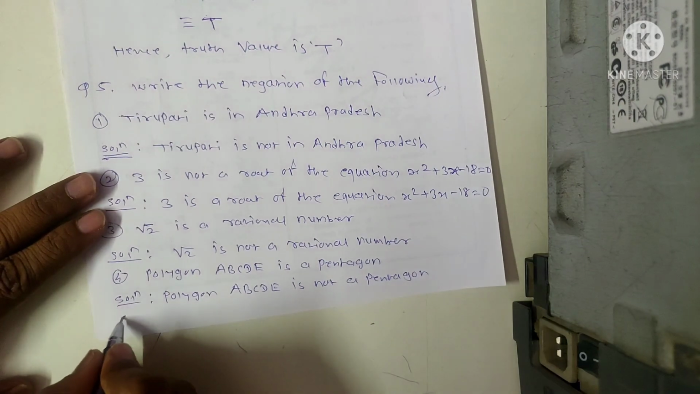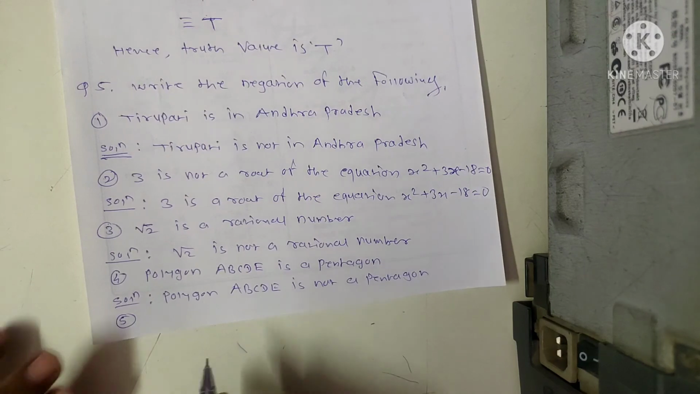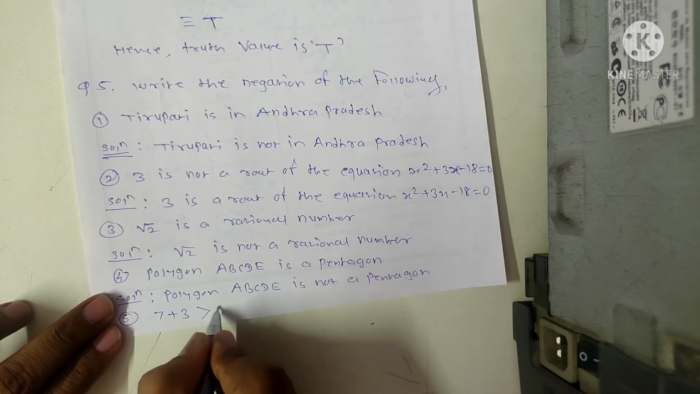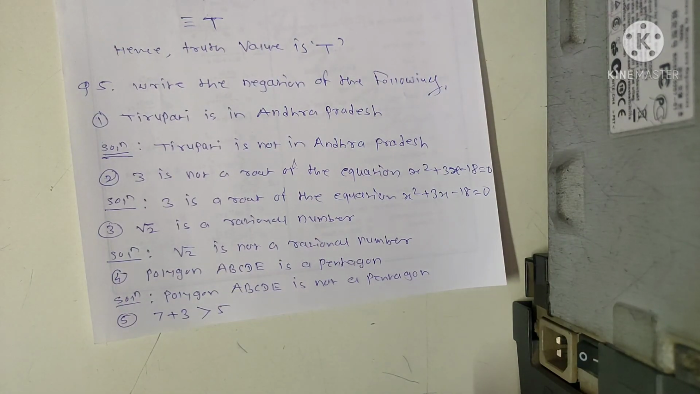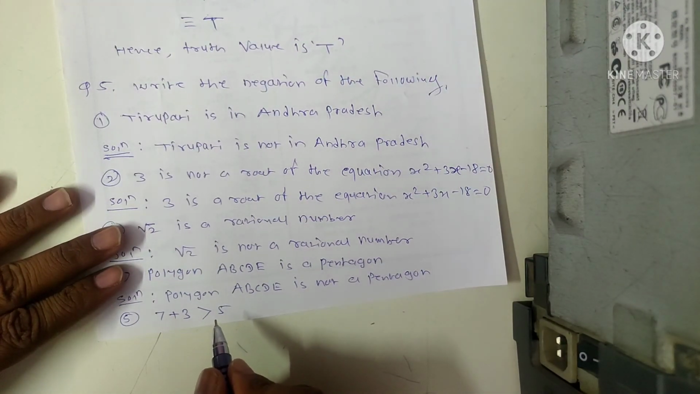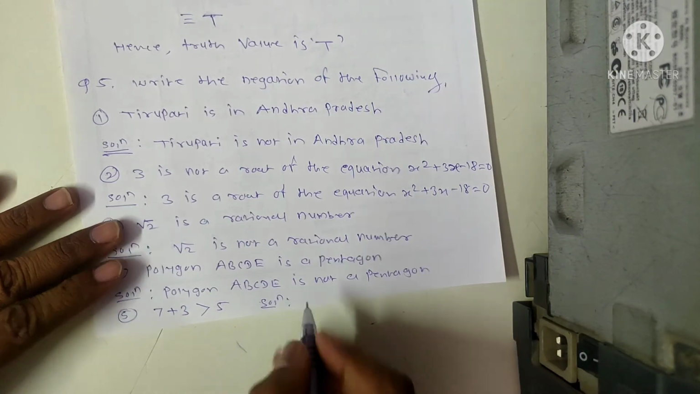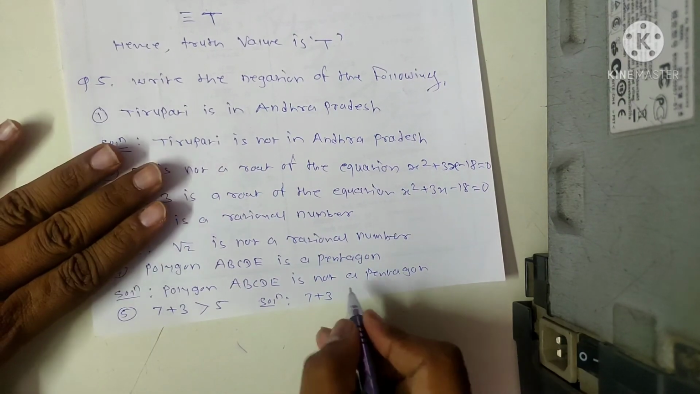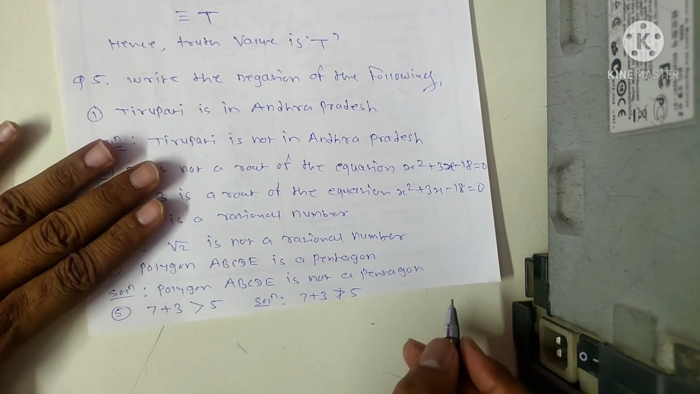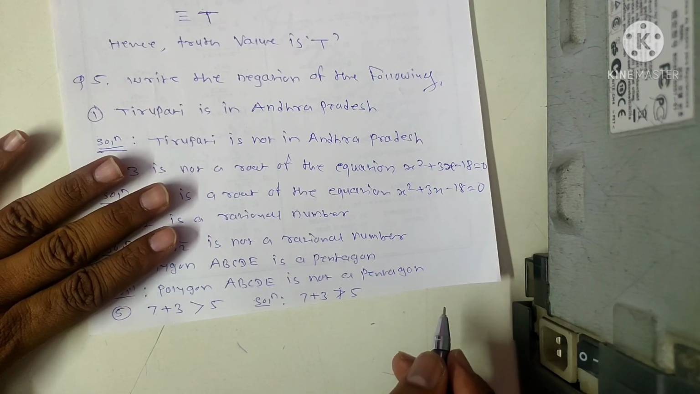And the last example, here we have to write the negation of this: 7 plus 3 is greater than 5. Now we write the negation of this. It is greater than, means we write is not greater than. Solution: 7 plus 3 is not greater than 5.